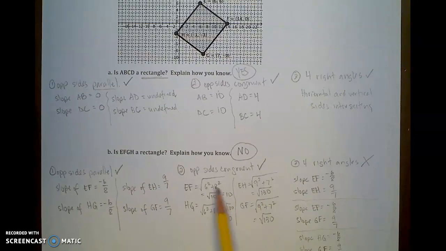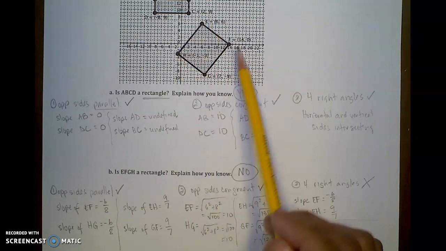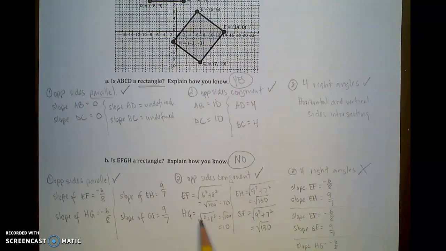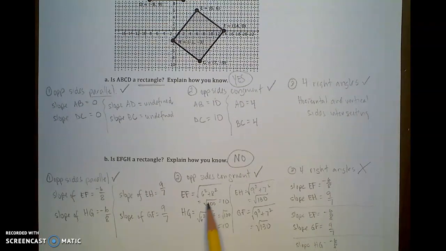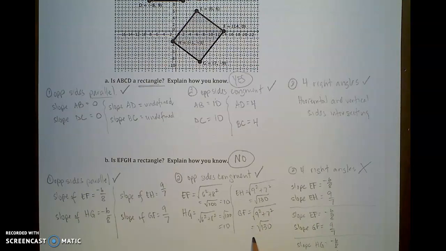For a rectangle, opposite sides are congruent. Because all these sides are on a slant, I have to show the work on how I calculate the value of the length for each of those sides. I'm using the Pythagorean theorem to find the length of those sides.